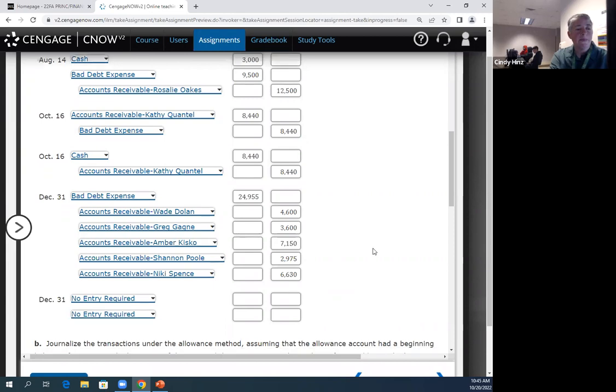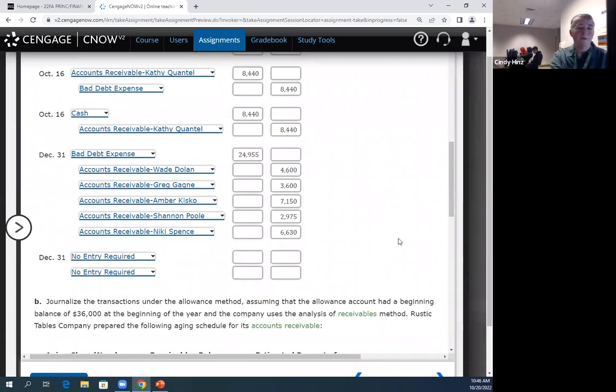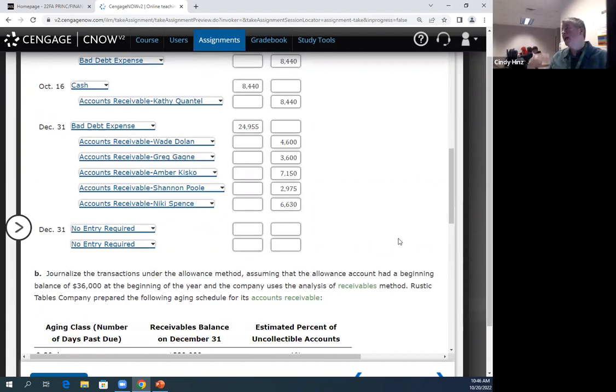And in letter B, we're asked to use the allowance method. So we're going to be redoing each one of these entries under the allowance method. And you'll see how we write off an account. And at the end, you'll see how we do the adjusting entry at the end of the period, how value gets into that allowance account in the first place.